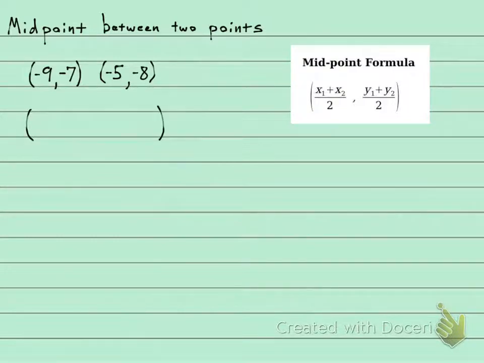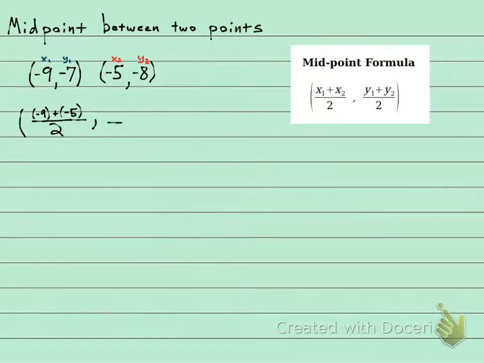So I'm going to label my points. I'm going to call it x1 and y1, and then x2 and y2, okay? Assuming that the first one is point number 1, and the second one I'm calling point number 2. So we're really finding the average between the two x's. x1 plus x2 divided by 2. So that's going to be -9 plus -5 divided by 2. That'll be the x value of my midpoint.